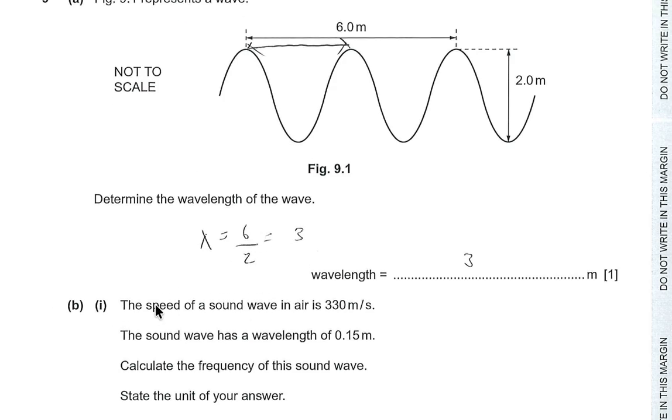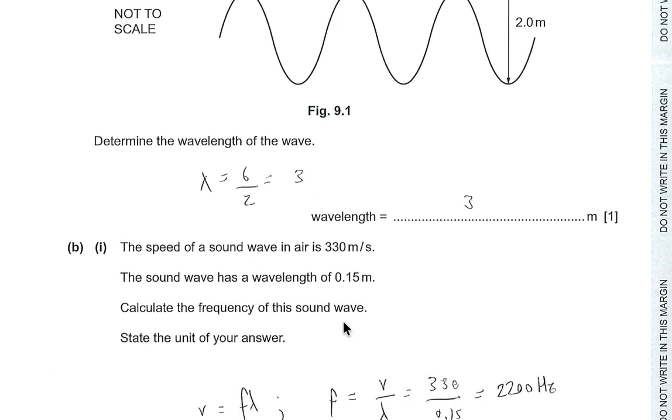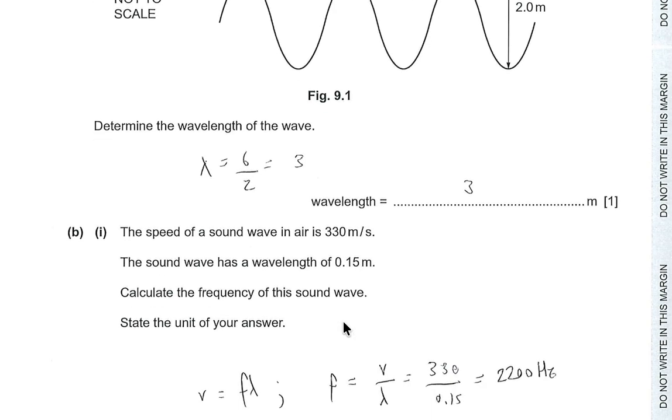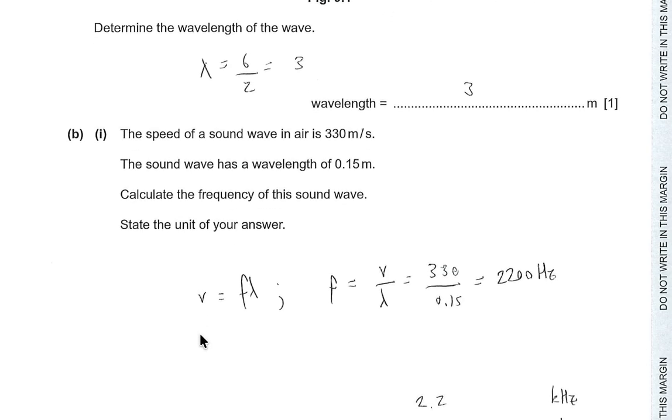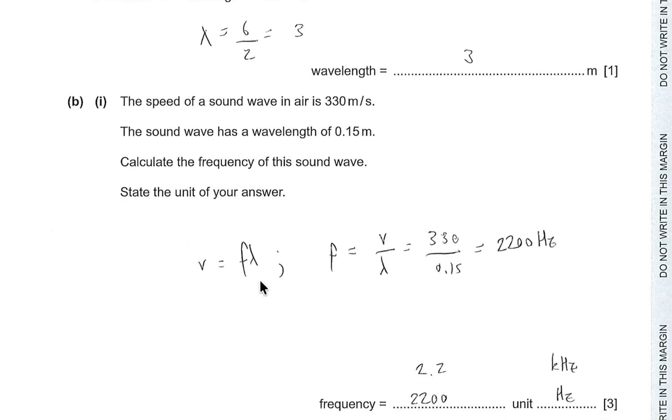Okay. We're then told a bit of information. We're told the speed of sound. We're told the sound wave has a wavelength of 0.15. Calculate the frequency. Now, we have seen this before, in our previous question, and it says here to state our unit. We're going to use our equation V equals F lambda. We're going to remember that F is V over lambda. We've got 330 over 0.15, which gives me 2,200 hertz.